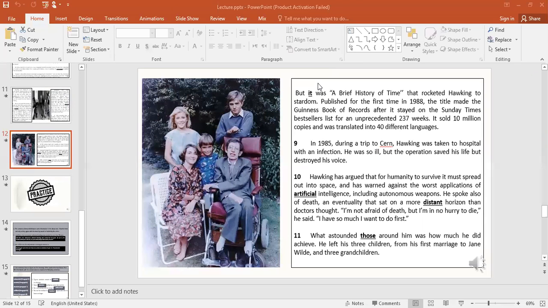Let's read. Start with paragraph 9. In 1985, during a trip to CERN, Hawking was taken to the hospital with an infection. He was so ill, but the operation saved his life, but destroyed his voice.